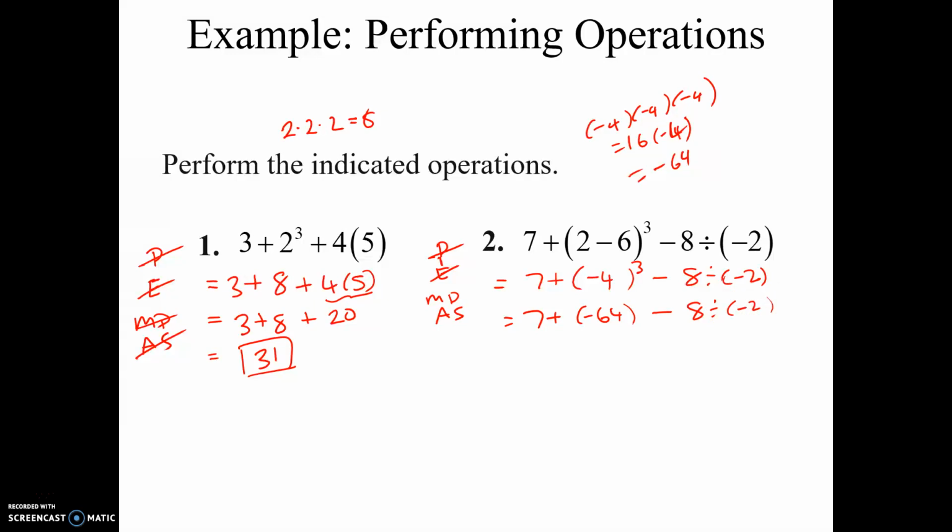Now we're on the multiplication and division step. So let's go left to right. 7, there's no multiplication there. Negative 64, no multiplication there. We do have 8 divided by negative 2, that's negative 4. Now we can do the division step.